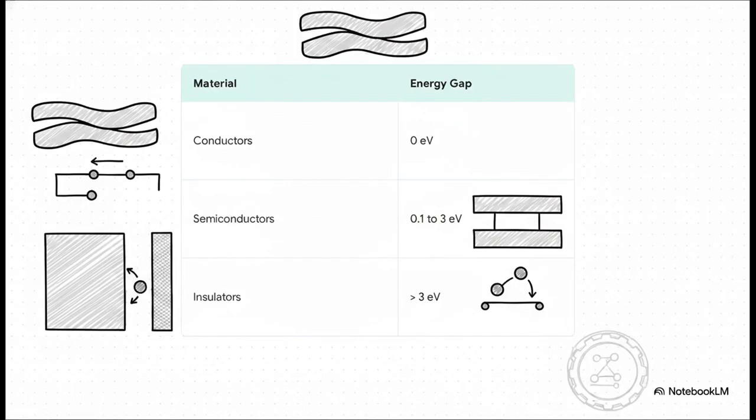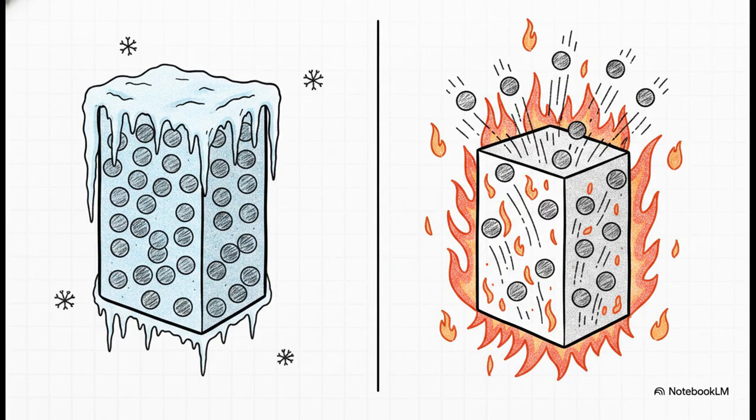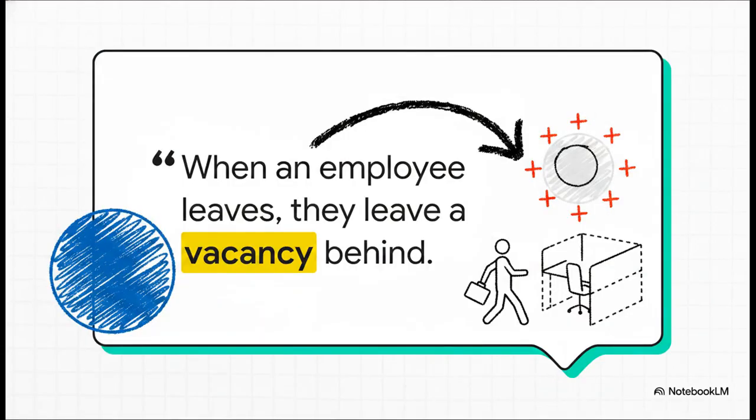Conductors overlap, insulators totally block, and semiconductors sit perfectly in between. At absolute zero, pure semiconductors are basically useless insulators. But crank up the heat, boom, electrons break free. Think of it like a job vacancy. When an electron jumps ship, it leaves a positively charged hole behind.